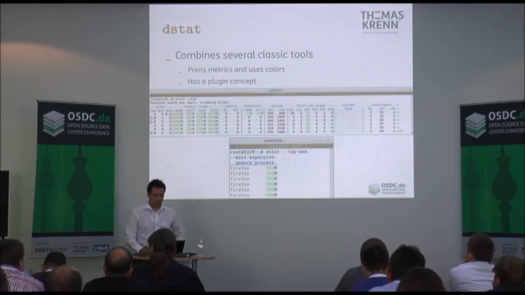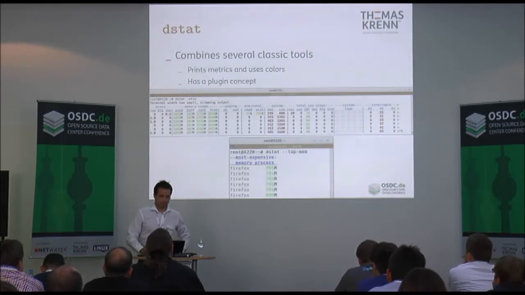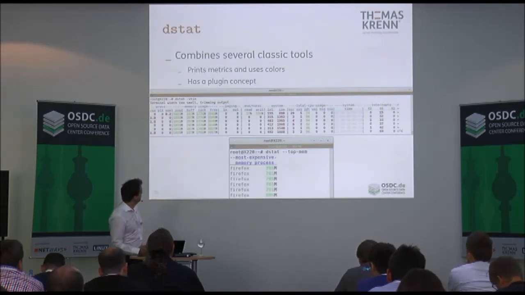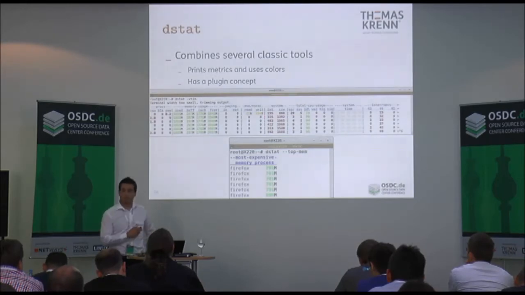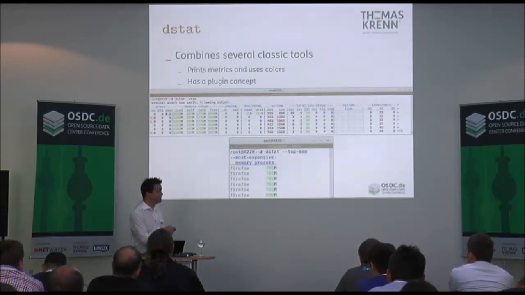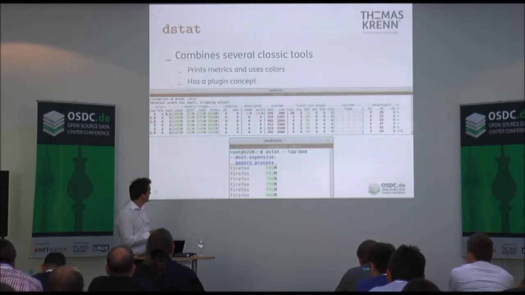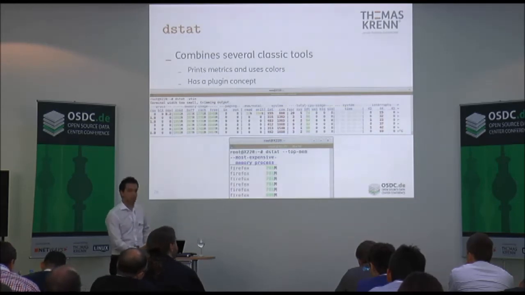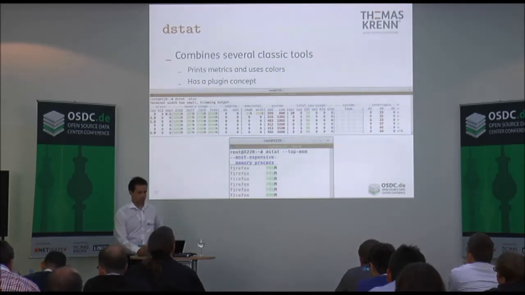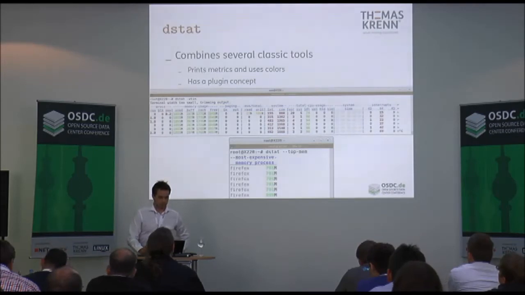The next tool I want to present to you is the dstat command line tool. It combines several classic tools like vmstat or mpstat. And the nice thing is that it uses colors, so everybody loves colors. It also has a plugin concept. You can read about the plugins in the man page. For example, you can call the top memory plugin, then you get the process IDs using the most memory in your system. This is dstat, just a short slide about dstat.